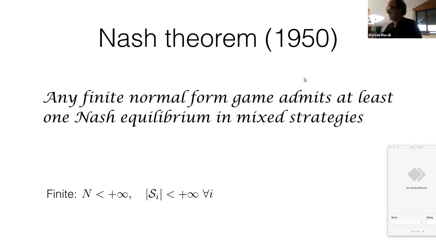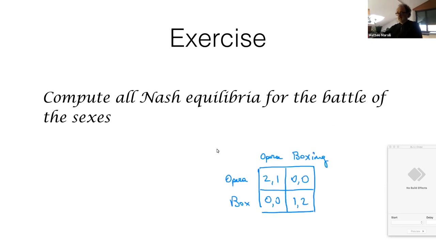Okay, so for example, you can consider the battle of the sexes and find out what the Nash equilibria are. As we said, one has to look at the best response of each player to the strategies of the opponent, and by finding a fixed point of the best response correspondences, one finds Nash equilibria.